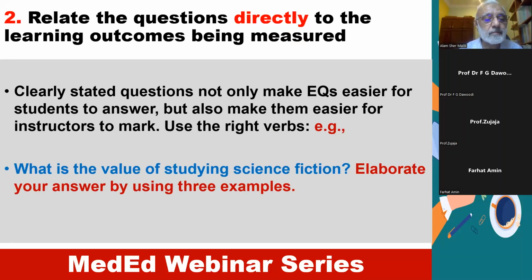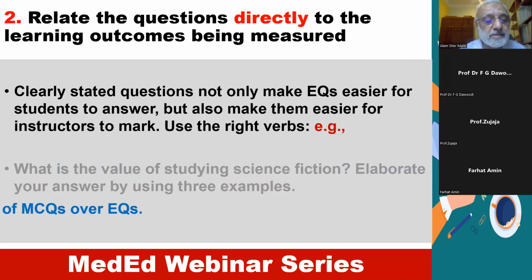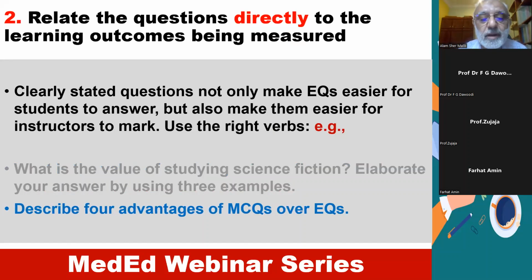Use the right verbs. For example, what is the value of studying science fiction? Elaborate your answer by using 3 examples. If we do not add the second sentence, then the question becomes very, very vague. Another example, describe 4 advantages of multiple choice questions over essay questions. So questions are directly related to the outcomes which we want to assess.